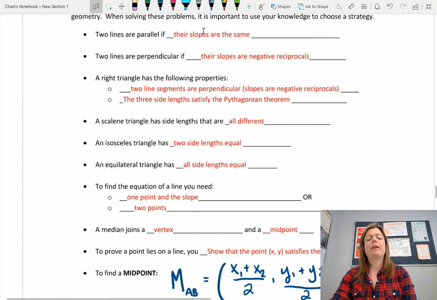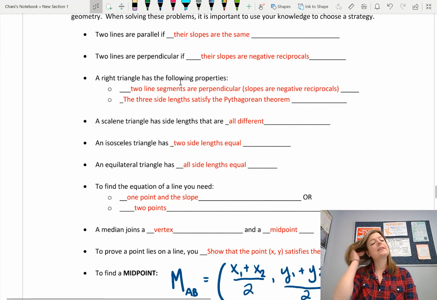So two lines are parallel if their slopes are the same. Two lines are perpendicular if their slopes are negative reciprocals. A right triangle has the following properties. So either two line segments are perpendicular, so you can find the slopes of each line and show that they're negative reciprocals, or you could find the side lengths of all three sides and show that they satisfy Pythagorean theorem. We will be doing an example like this in example 2.